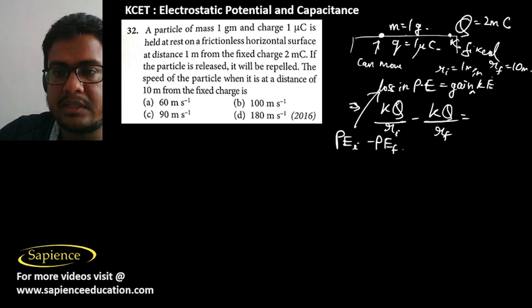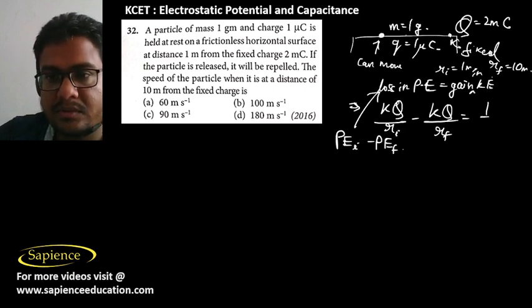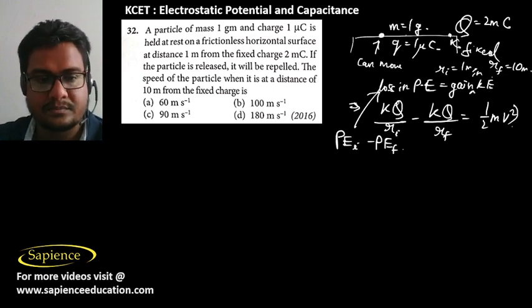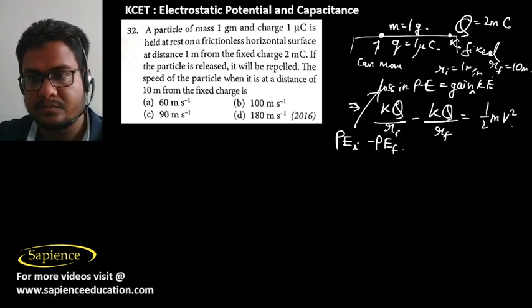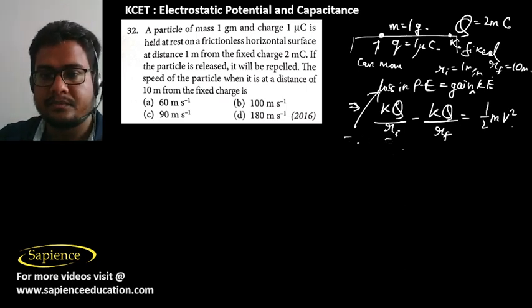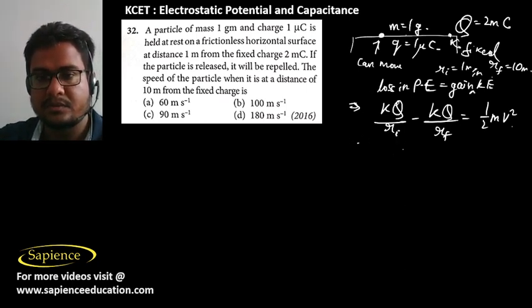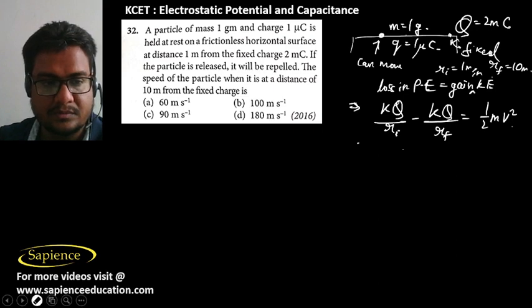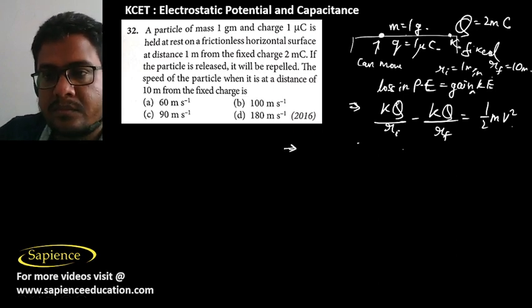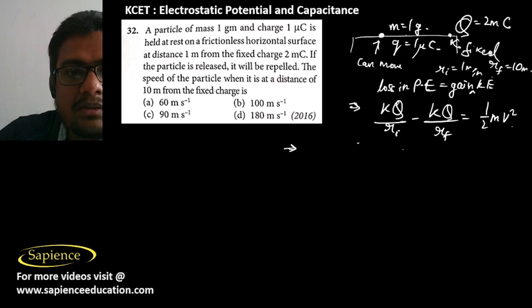That is equal to the gain in kinetic energy of the particle which was initially held at rest. It will be half mv square. Therefore this v has been asked: the speed of the particle when it is at a distance of 10 meter from the fixed charge.